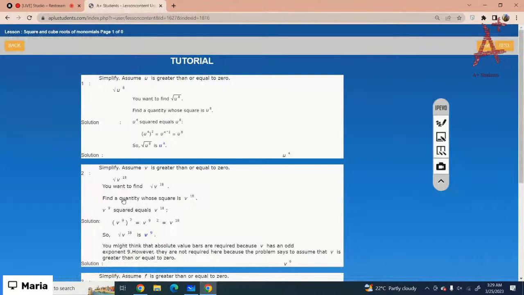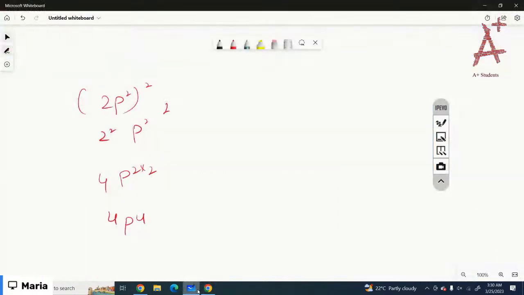Okay, simplify. Assume u is greater than or equal to 0. Got it? So let's just start with u greater than or equal to 0. Okay, let's just start with the first example, that is the square root of u to the 8. Got it? So u to the 8 means, let me just write it down on the board.